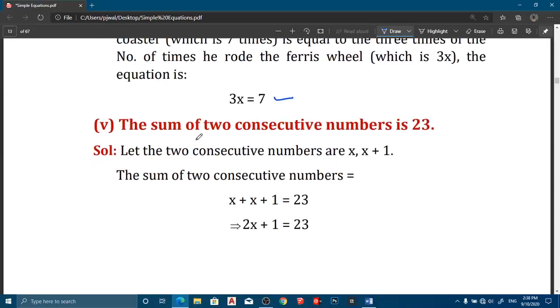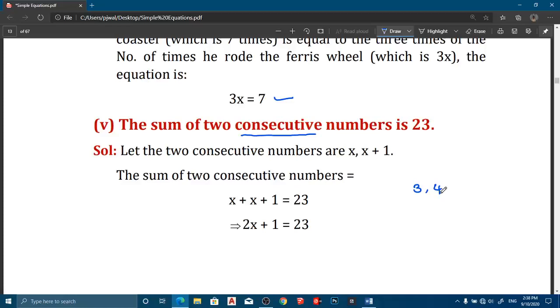Next, it's also very easy. The sum of 2 consecutive numbers is 23. First, we have to know the meaning of consecutive numbers. Consecutive numbers means 2 side-by-side numbers. If you take natural numbers or integers, for example, if you take 3, what is the consecutive number of 3? The side number is nothing but 1 more than this one, which is 4.